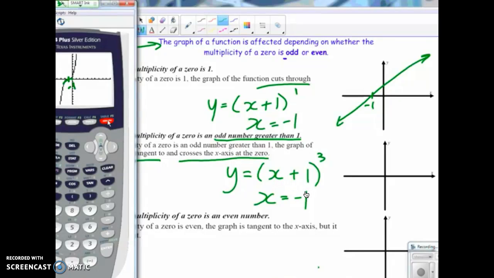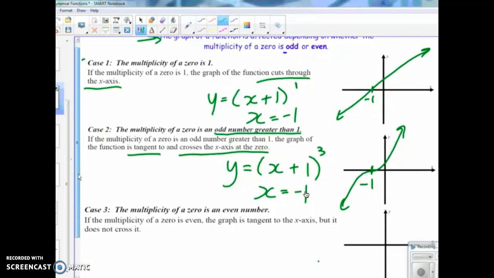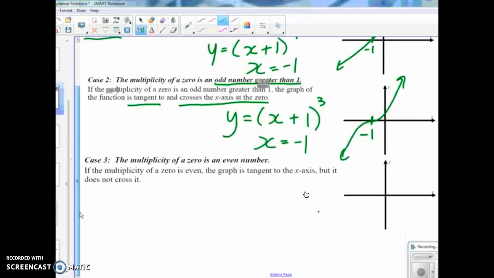So if I was to draw this a little bigger on my lesson here, here's the 0. My graph is tangent to, so it just touches it, but then it also crosses it in the end, just like that. That's what it looks like when your 0 has a multiplicity of an odd number greater than 1. Okay, so moving on to my last case.